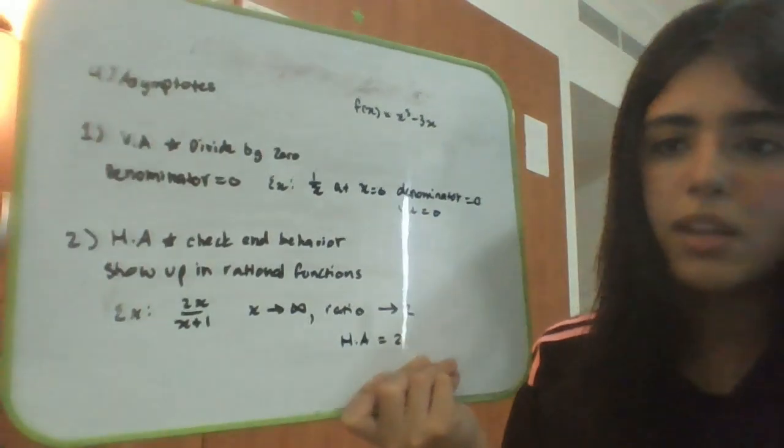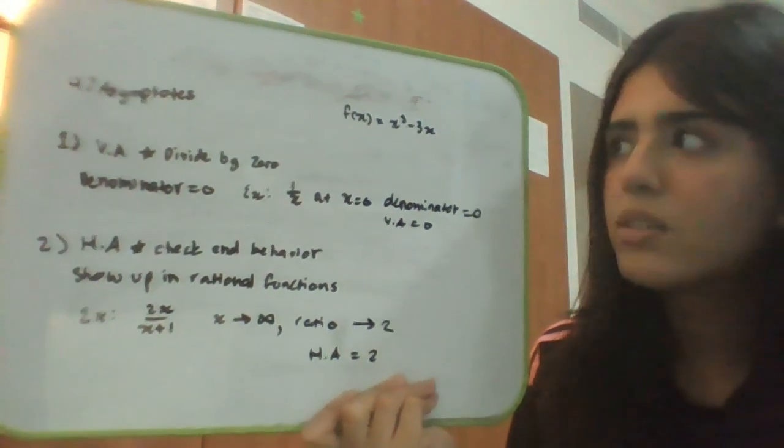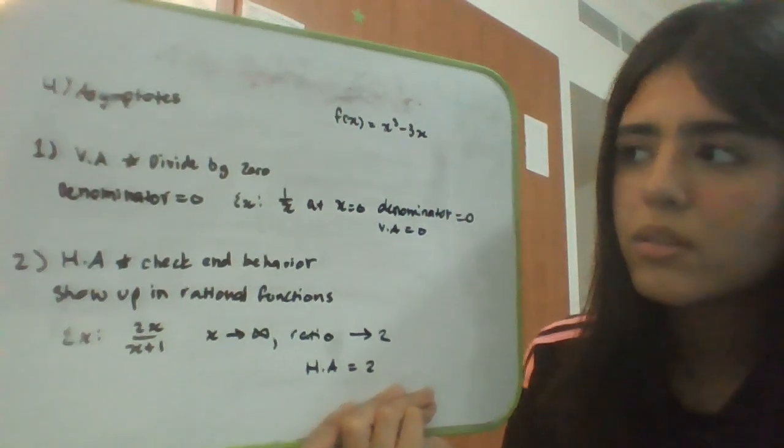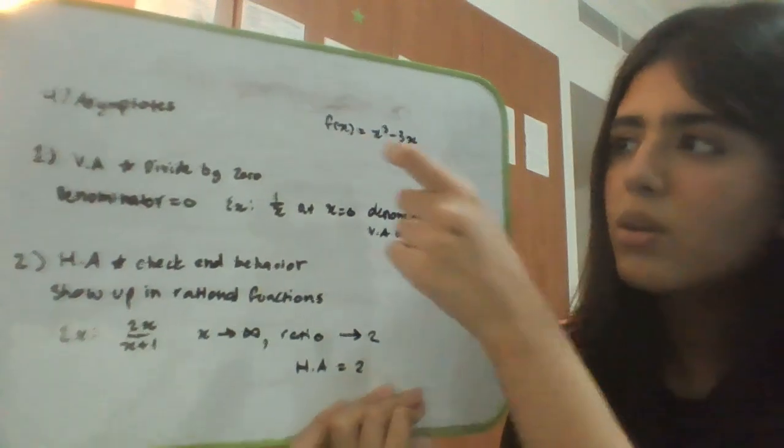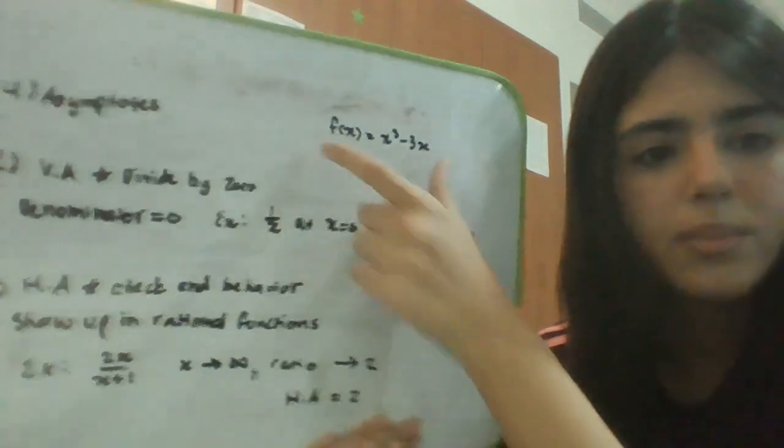Yeah, so for this function, this is just a polynomial. It's not a fraction, and there are no asymptotes in this. So step 4, we would just say that this function has no asymptotes.